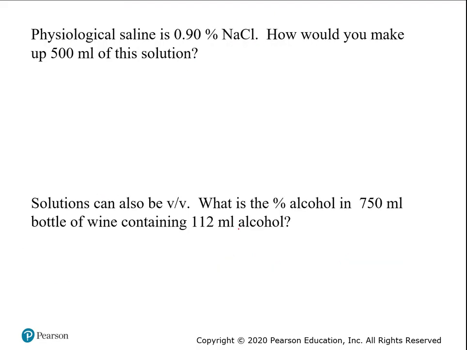Okay, so here's one more. Physiological saline is 0.90% sodium chloride. So this is the concentration of salt in your blood. That's why they call it physiological saline, because this would be an equal concentration of salt in the blood. So how would you make up 500 mils of this solution?